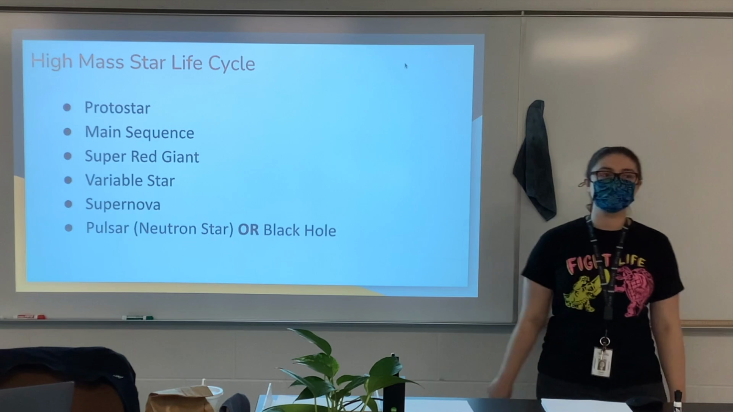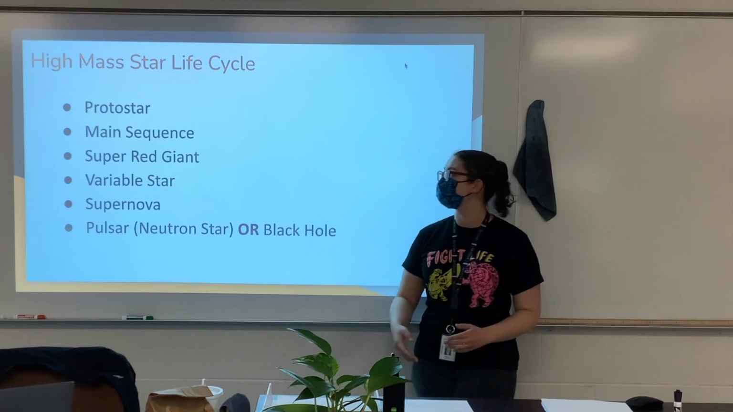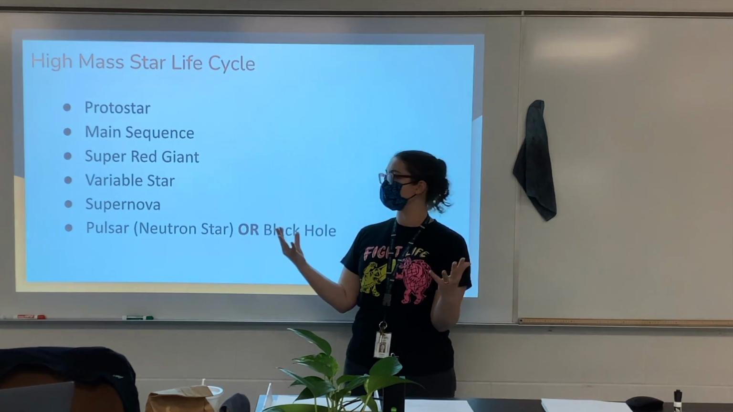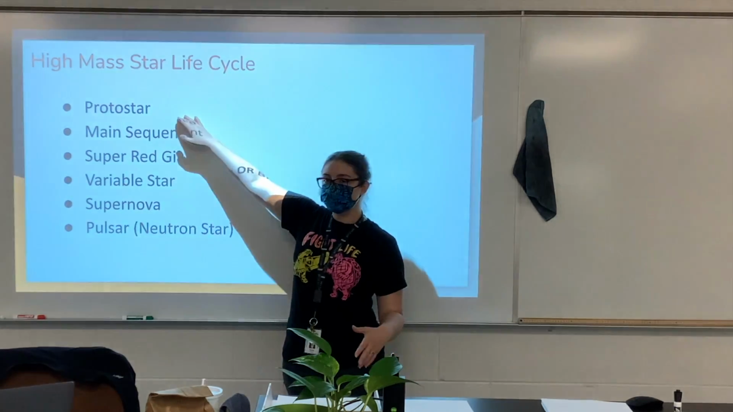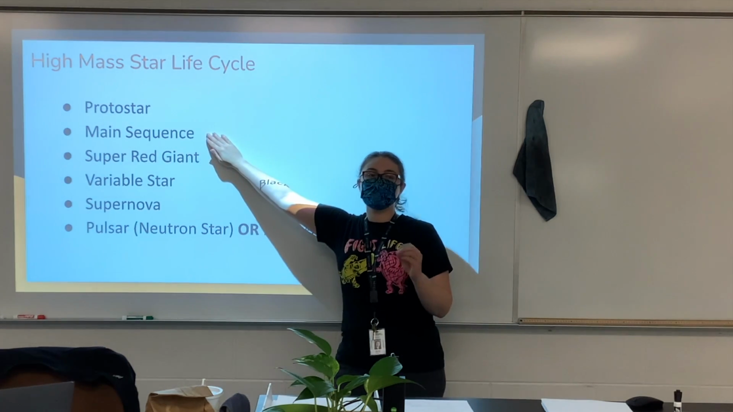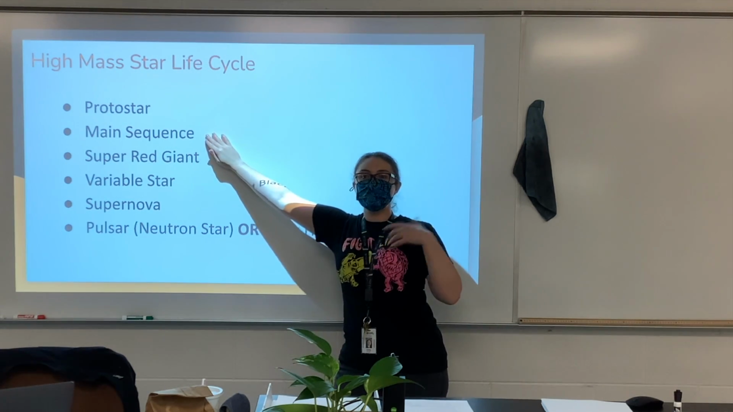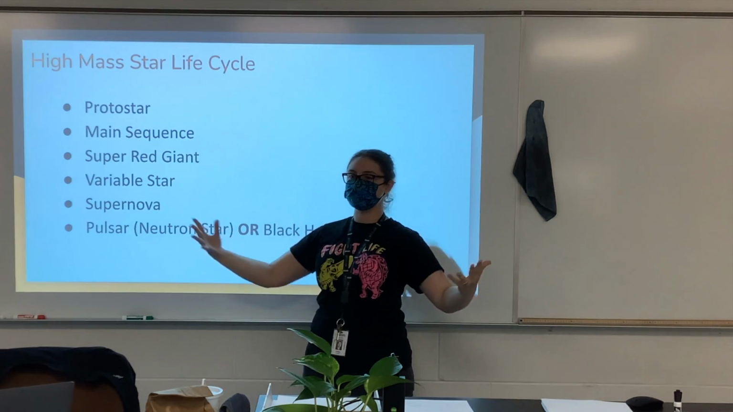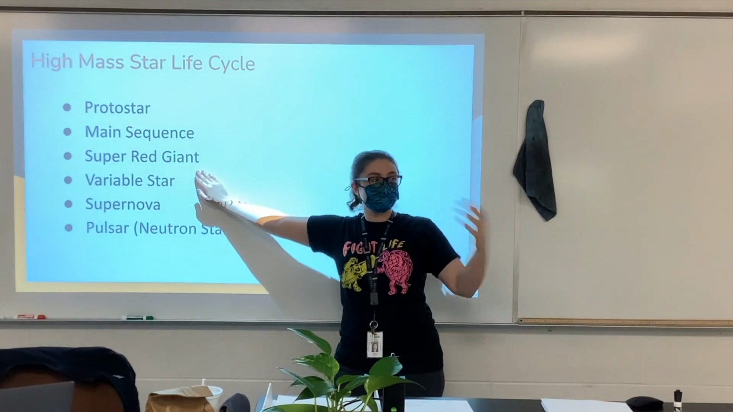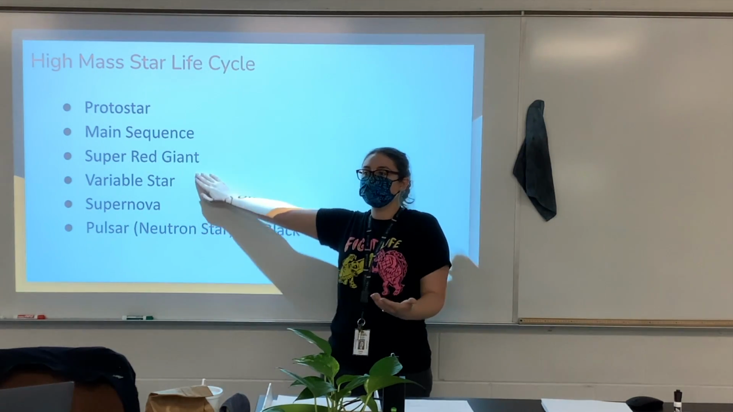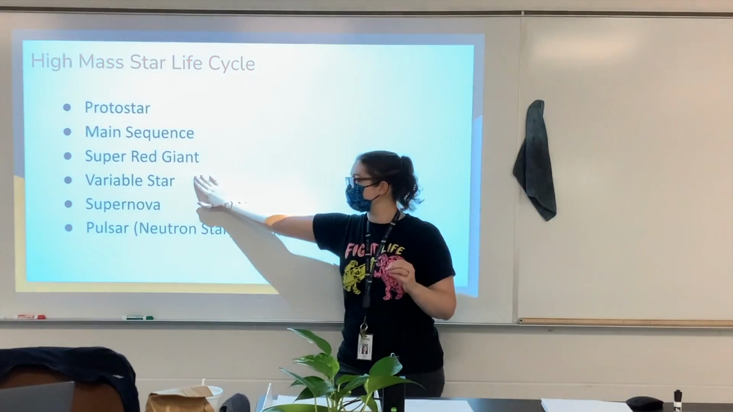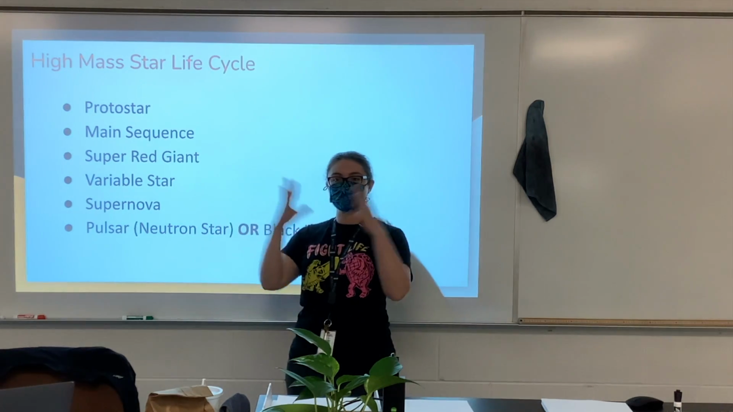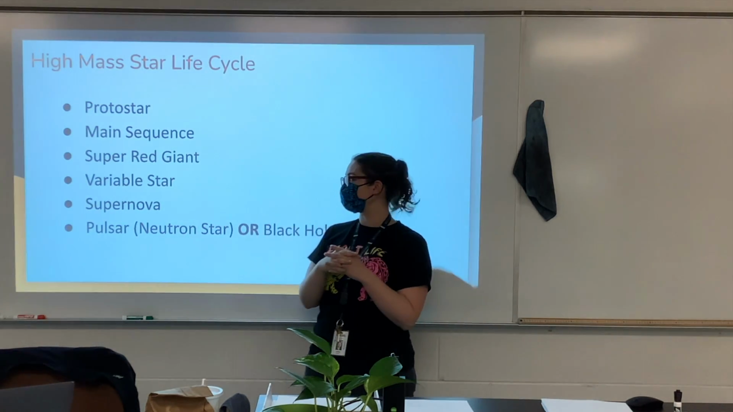High mass stars, on the other hand, go through a slightly different life cycle. So high mass stars, we're talking about stars that are much, much more massive than our sun. They still start off as a protostar and spend most of their life on the main sequence. But as they start to age, they expand way, way more than a low mass star and form what we call a super red giant. It's similar to a red giant, it's just way bigger. They also tend to form variable stars. Again, this whole expansion and contraction goes on for a period of time.